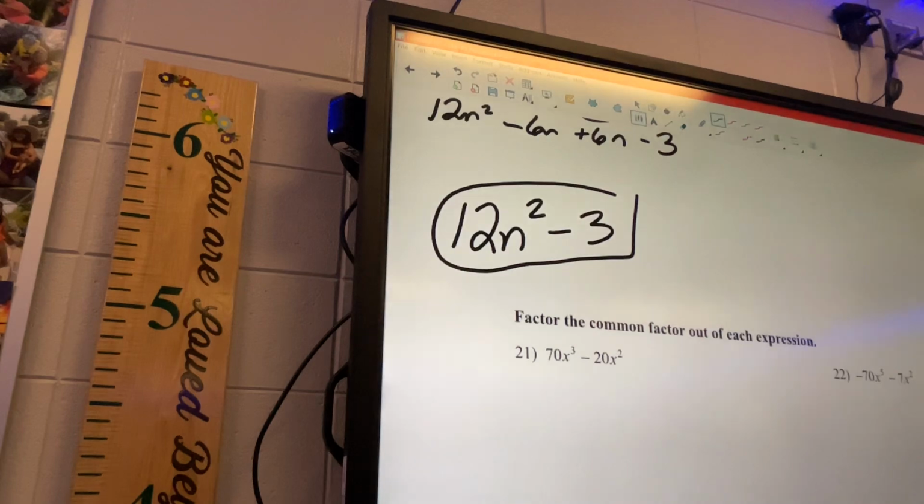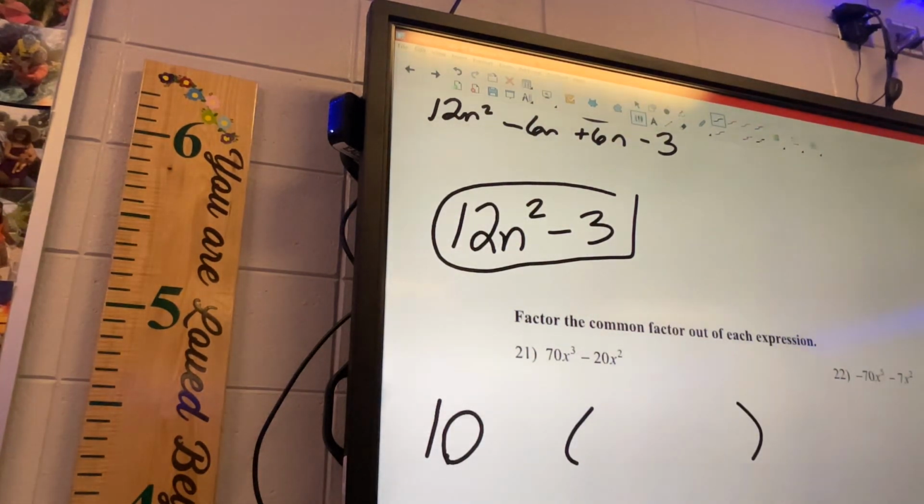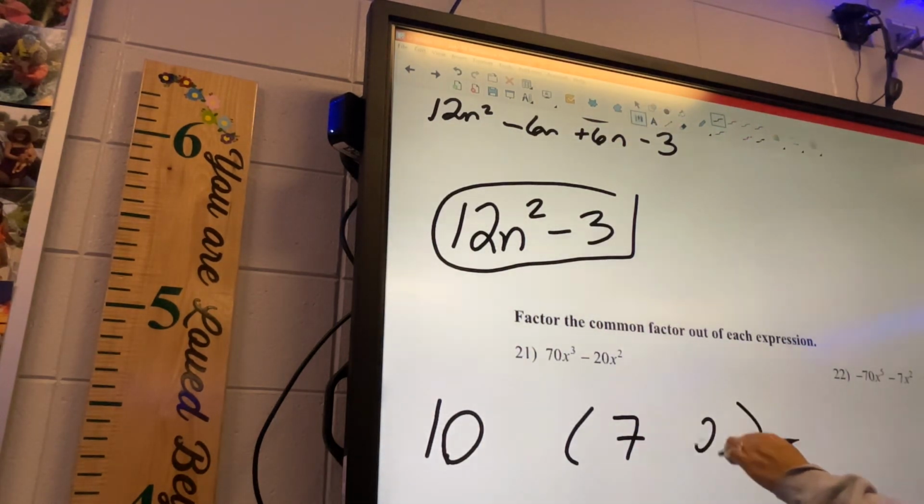10, okay? 10 is the next biggest number that goes into 20. Does 10 go into 20? Yeah. Does 10 go into 70? Yes. Okay, so I can pull out a 10. And as always, leave some space. Okay, 70 divided by 10? 7. 20 divided by 10 is 2.